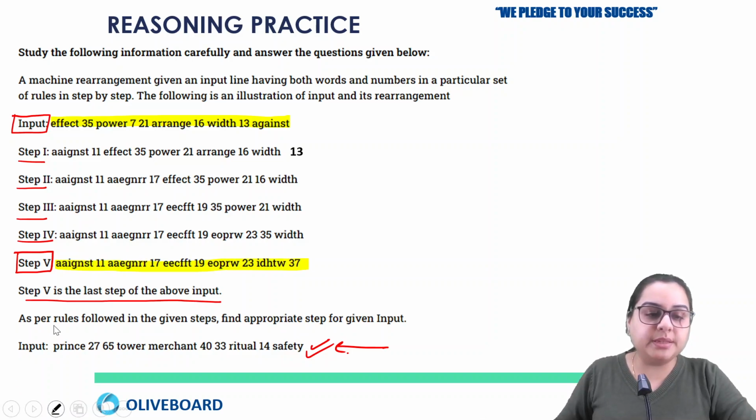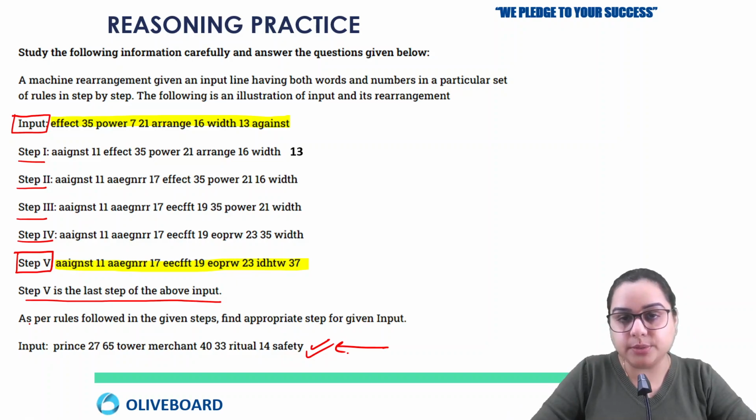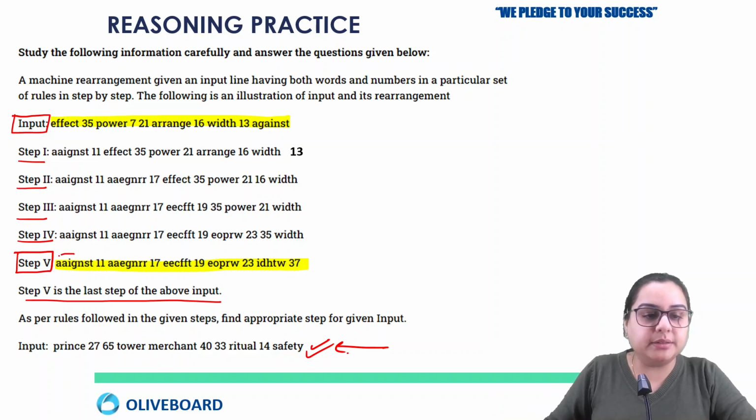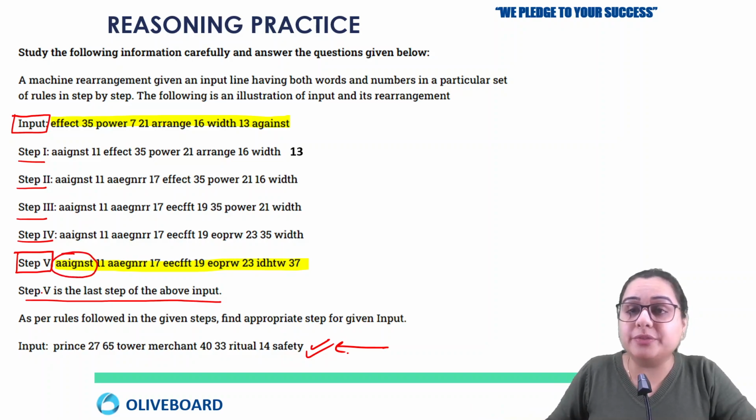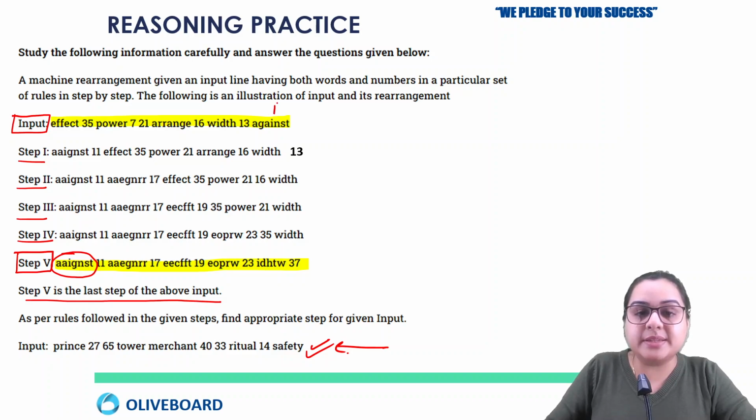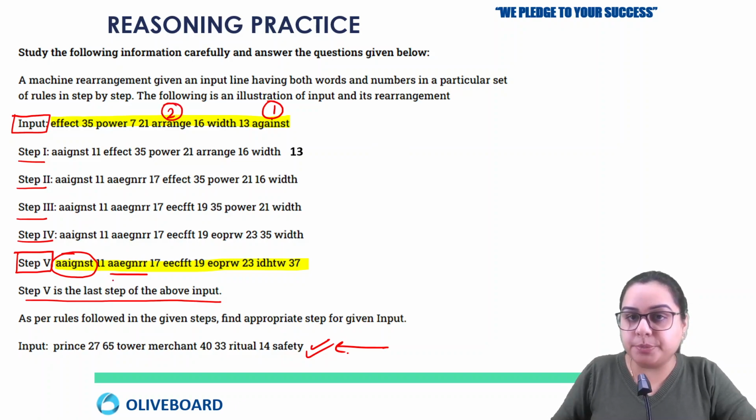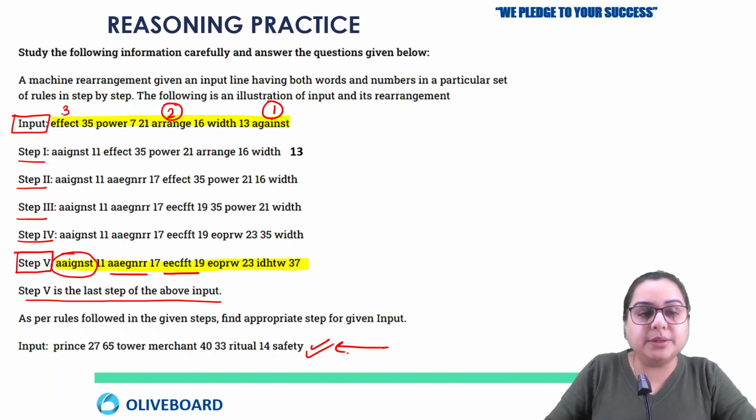What we can see is that numbers are changing, words are also changing. So what is the logic behind this change? What I understand here is that this word is actually the jumbled form of the word against. So this against is coming on the first element. This is the first element of the output. Next, here you have this word which can be arranged. This is the jumbled form of arrange. This is the second element of the output. Now which word could this be? If I see the input, this word could be effect. So this is the third one.